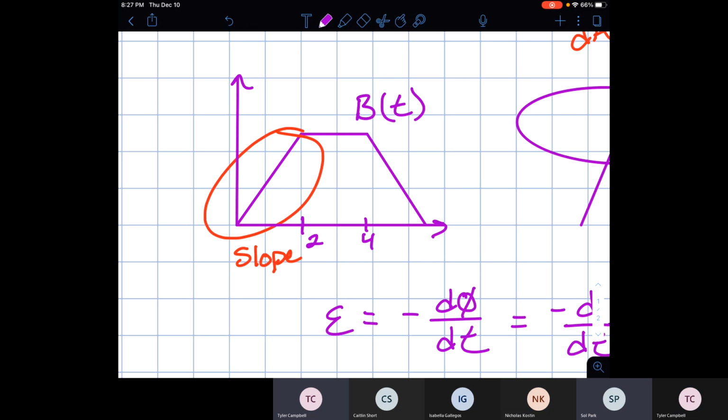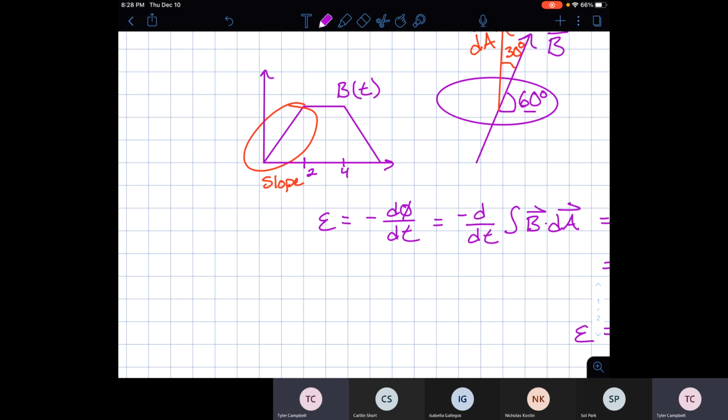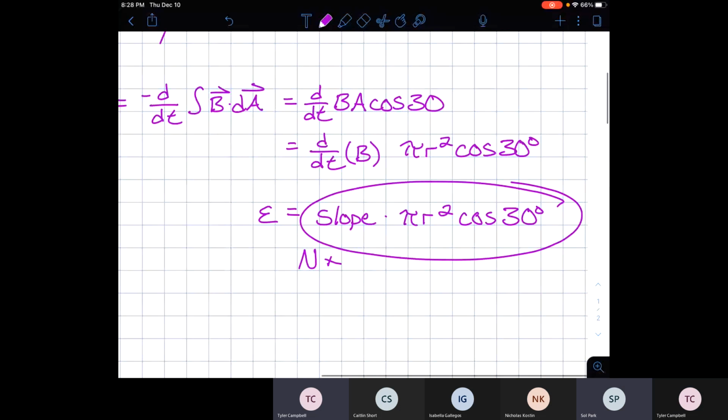Okay, so it would be 0.3 over 2. Yep. Like I said, I don't have the graph right in front of me, so I don't know the exact answers, right? But it would just be rise over run, over which part of the function you're talking about. Okay, and then cosine times pi r squared times cosine of 30.